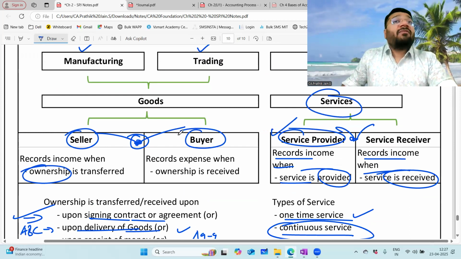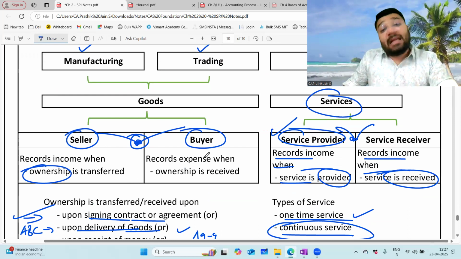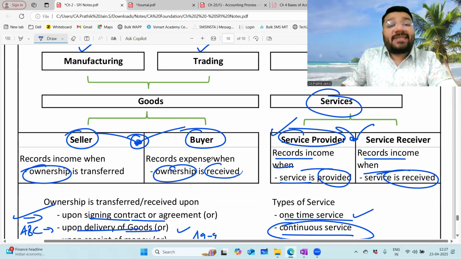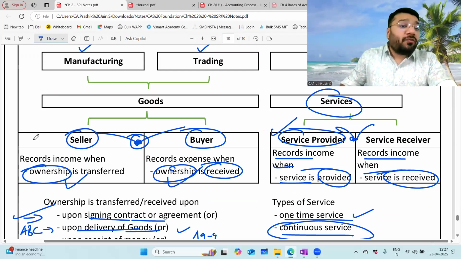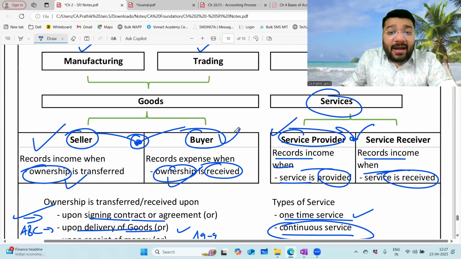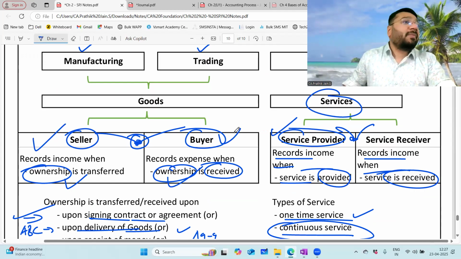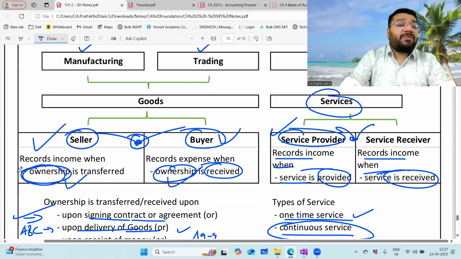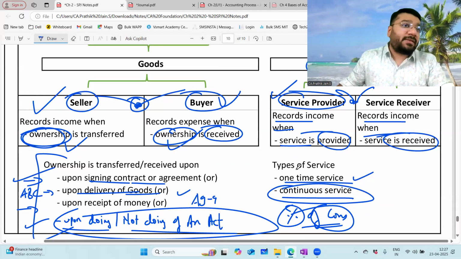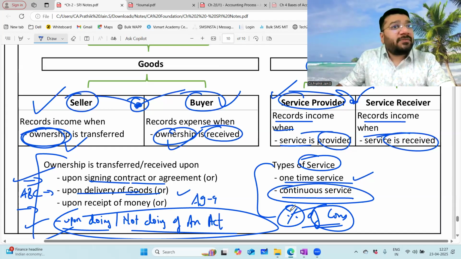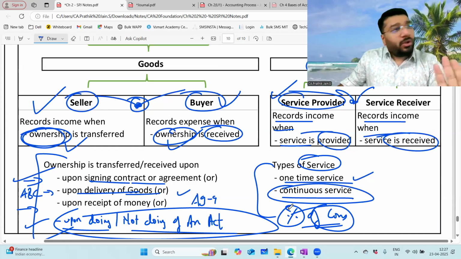As a buyer, when do I say my expense is incurred? When again ownership is received. Which means when the ownership is transferred by the seller, at the very same time the ownership is received by the buyer. So for the seller it is income earned, and for the buyer it is expense incurred. Any problem? How the ownership is transferred, the criteria is discussed. Types of service also discussed. Any problem in this? No problem.